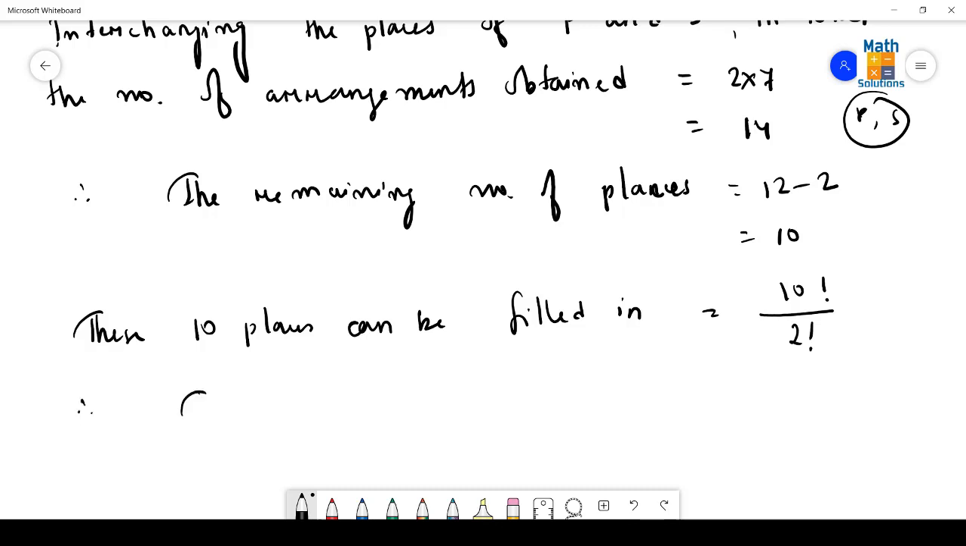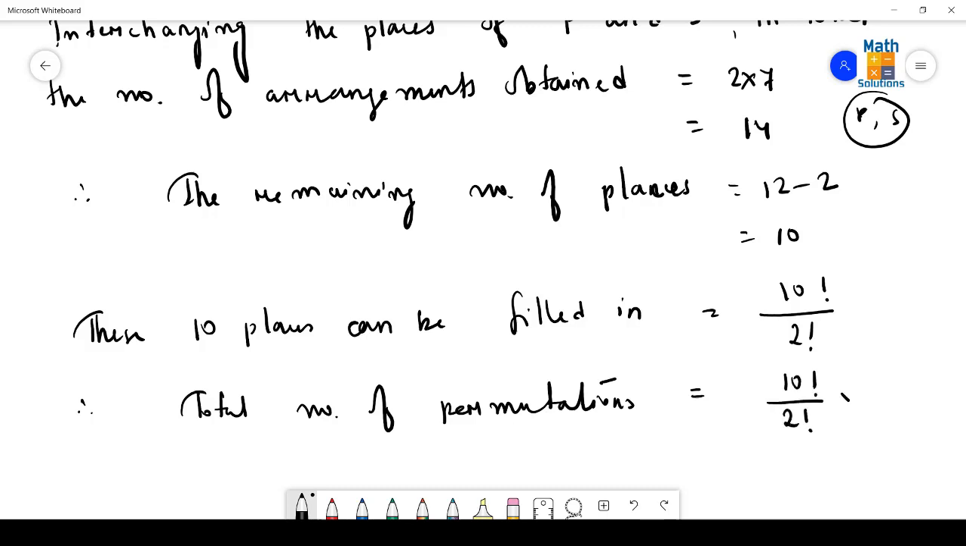Therefore, the total number of permutations will be equal to 10 factorial divided by 2 factorial into this 14, which I have to take into account for specification. This should be more distinct because we have to consider the case where there should be 4 letters in between P and S.